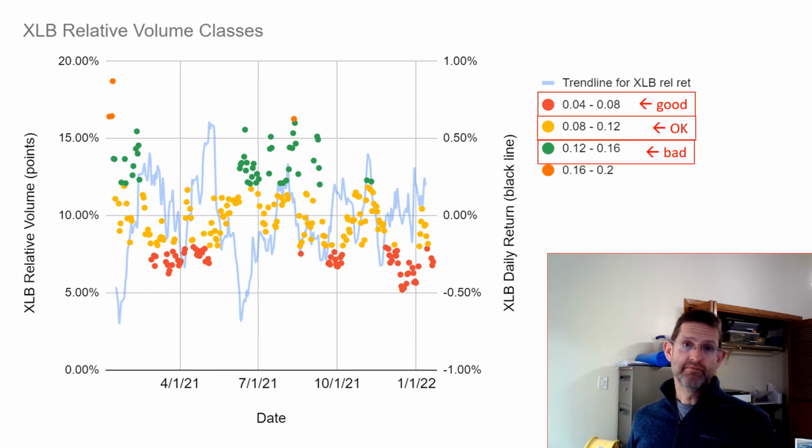So how would we trade it? The red points corresponding to times of low relative volume was when we had an edge over SPY. So that's a good time to be long XLB.